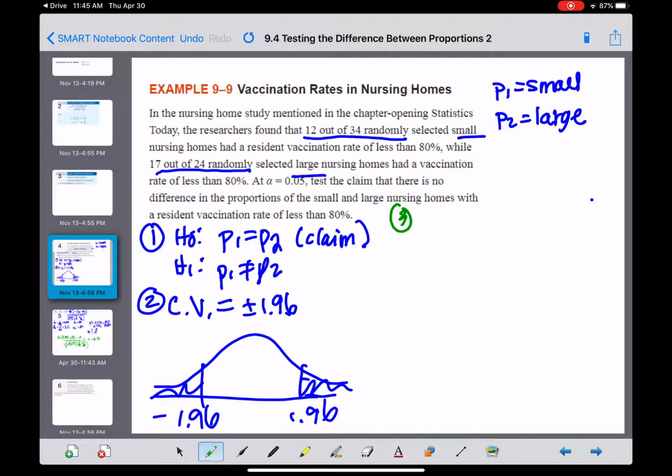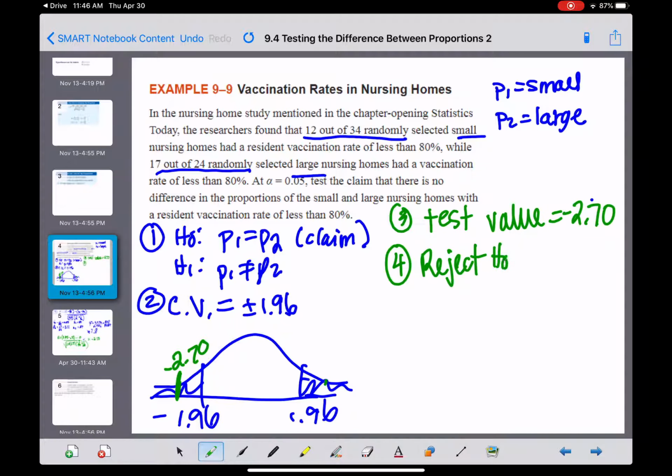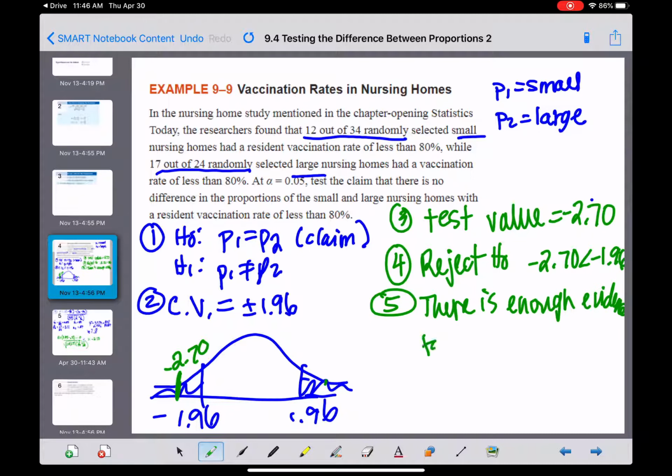So step 3, our test value is negative 2.70. That is going to be over here in the rejection region. So I'm going to reject H naught because negative 2.70 is less than negative 1.96. And our claim was in the null hypothesis, so we are rejecting the claim. We say there is enough evidence to reject the claim.